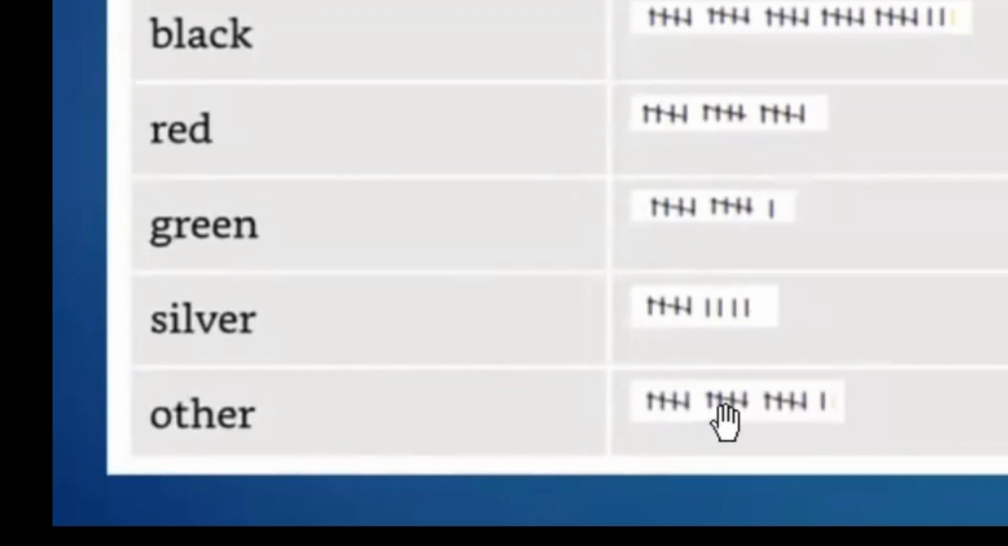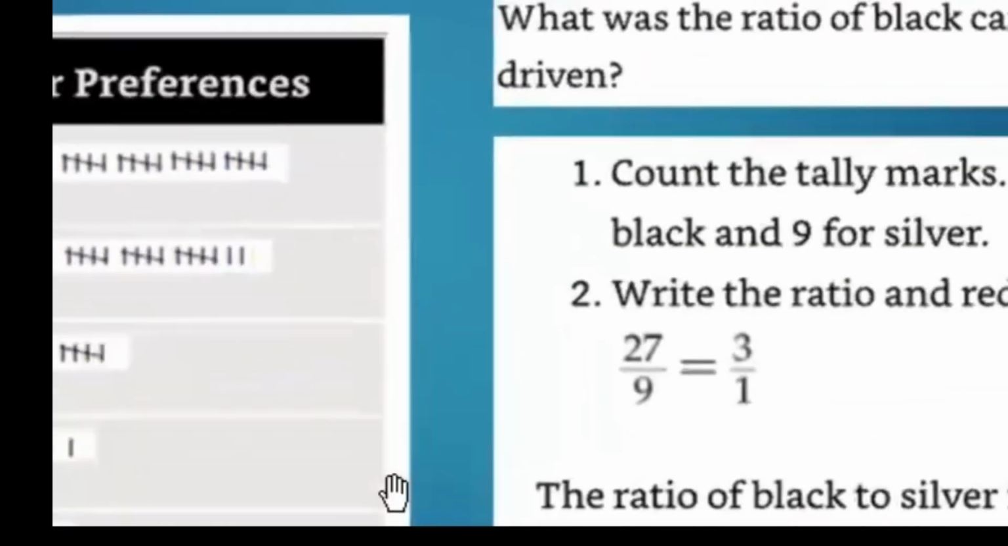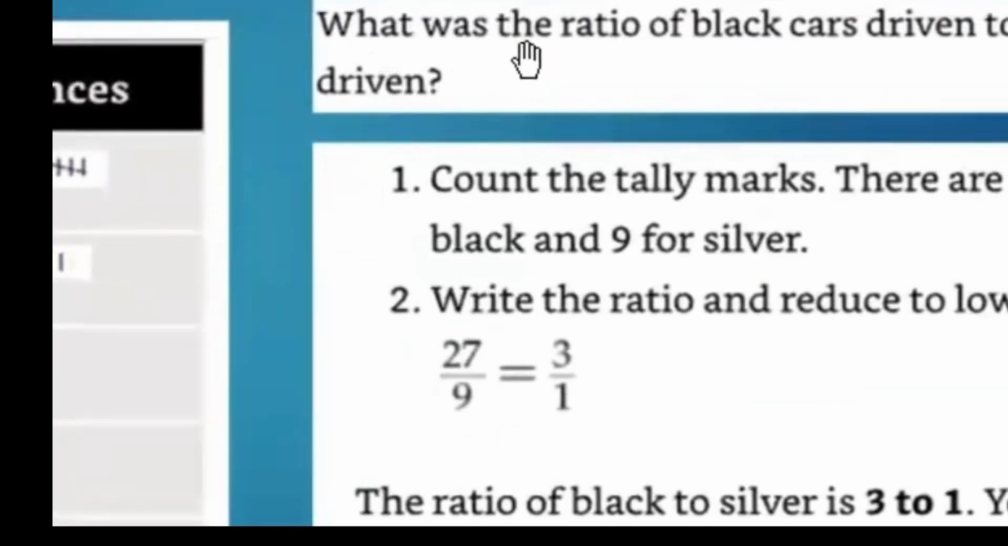And then for other, maybe like orange and other colors that are not specified here, she would put a tally mark down each time, and a line across for the 5th car each time. So 1, 2, 3. 3 times 5 is 15 plus 1 is 16. She saw 16 cars that were not these colors listed here. Okay. And so the question is asking you, what was the ratio of black cars driven to silver cars?